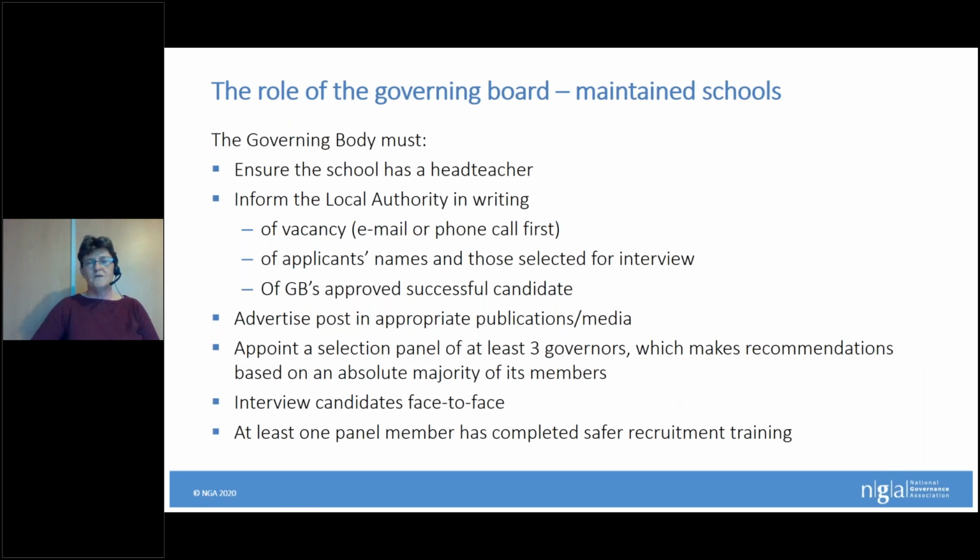The role of a governing board in a maintained school is very prescriptive, and we must have head teachers, and the local authority as the legal employer must be informed of all of those key stages, and you must tell the local authority who you intend to bring forward for an interview. All the positions have to be advertised, and you must have a selection panel of at least 3 governors. Our top tip there is actually to have 5. In these uncertain times, people suddenly can become unavailable. So it's always good to have 2 in reserve for that.